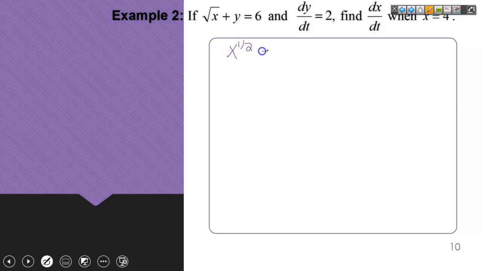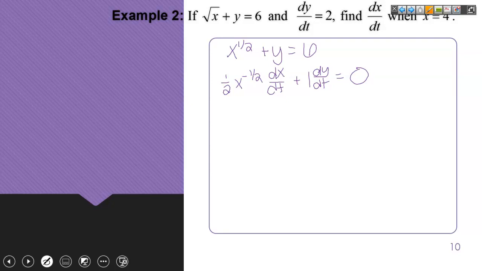So we like to rewrite square roots as 1/2 powers. So before we can do anything, we need to find our derivative. We want to find our derivative with respect to time. So 1/2 x to the negative 1/2 dx dt plus 1 dy dt equals 0. Because we're looking for dx dt and we know all of the other information, like we know x, we know dy dt, we can simply plug in here.